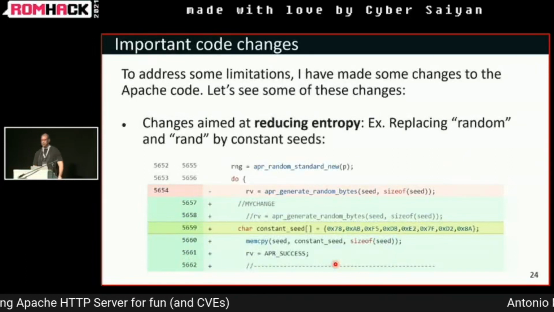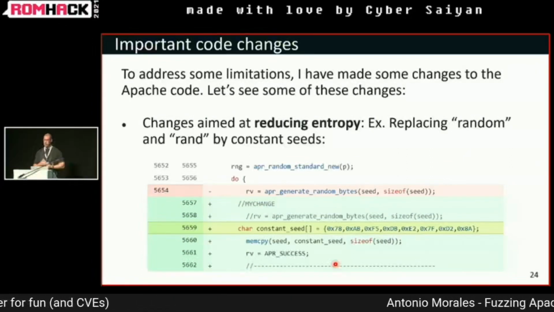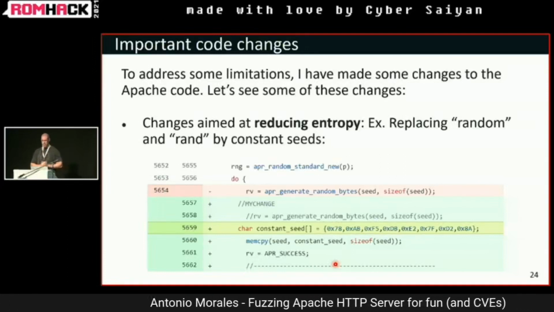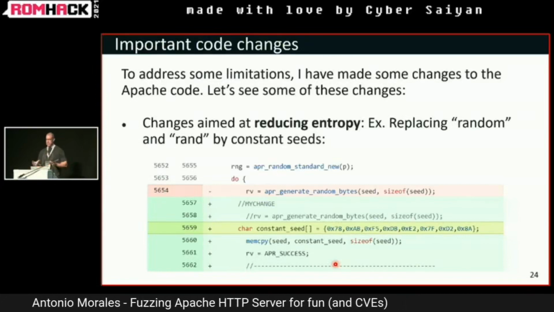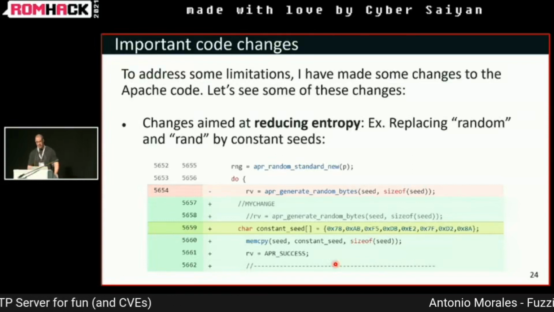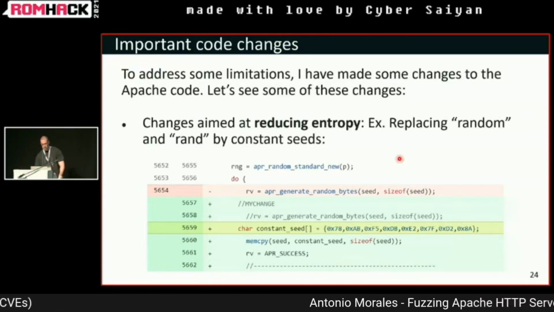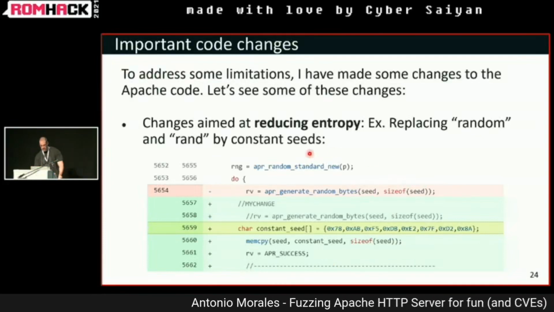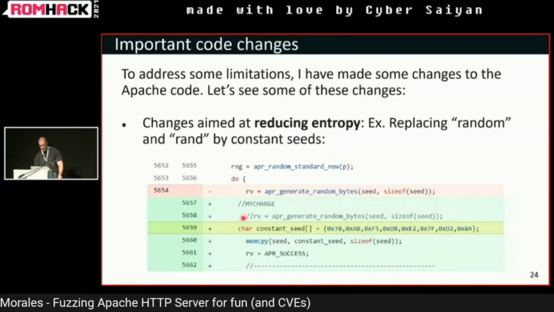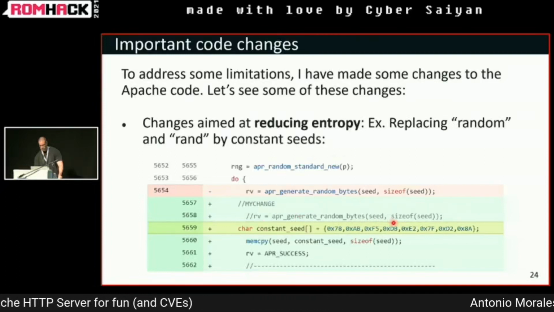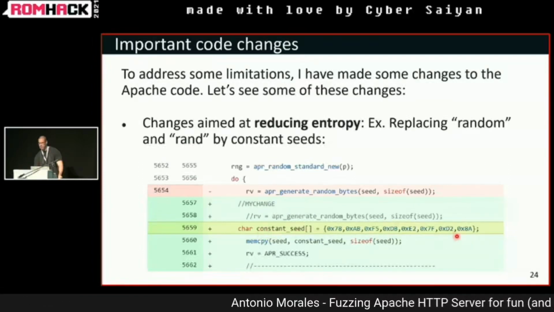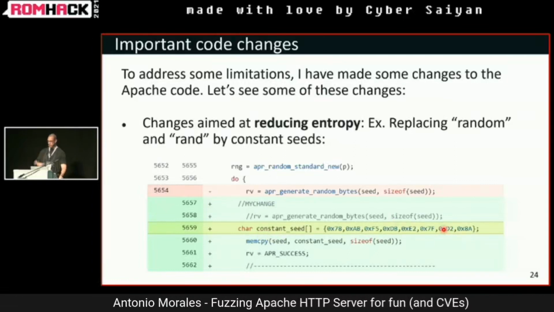Let's see now some changes that I made to the source code in order to improve the fuzzing process. The first group of changes are aimed at reducing the entropy, for example, replacing calls to random by constant values. Here, you can see that I comment out the generate random bytes call, and instead, I use a constant seed. The main idea is to reduce the entropy of the execution.